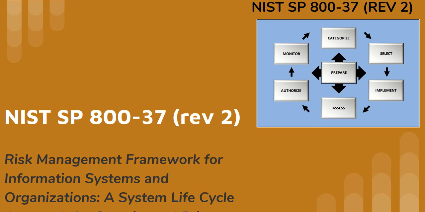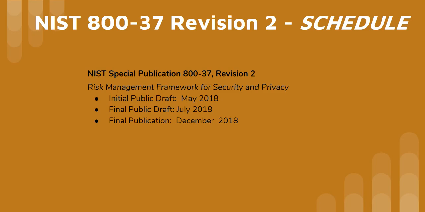Hi viewers, in today's video we will look at NIST Special Publication 800-37 Revision 2. So we start with a little bit of background about it. Its initial public draft was done in May 2018. The final public draft was done in July 2018, and the final publication was in December 2018.